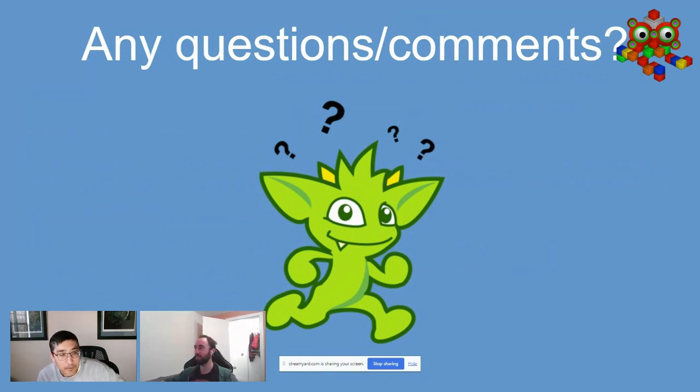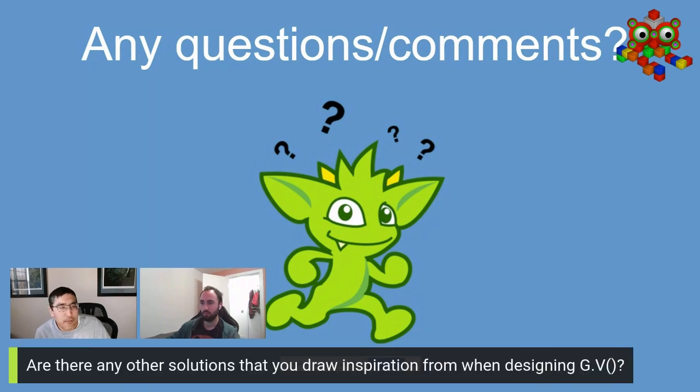Yeah. Thanks, Arthur. There are a couple of questions we could throw out there. I guess one would be, there are a lot of tools like G.V, though not exactly the same. I think G.V is pretty unique in having a debugging feature and other pretty unique things built into it. But are there any solutions that you get some inspiration from when you're designing G.V?